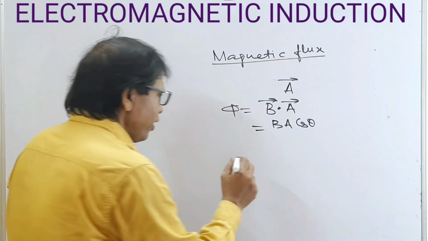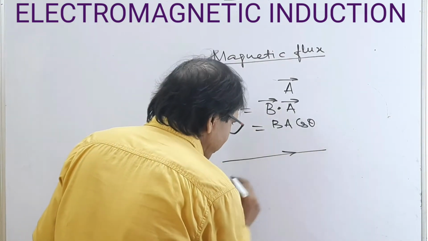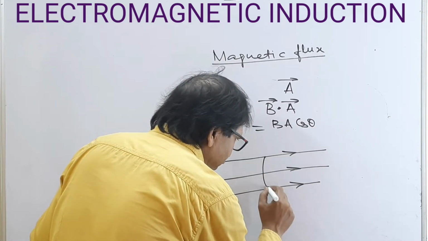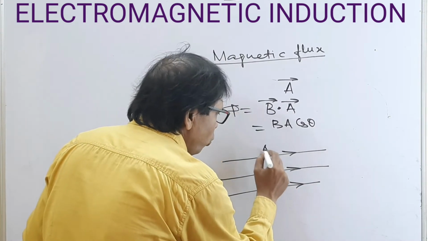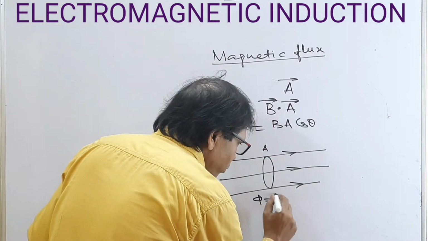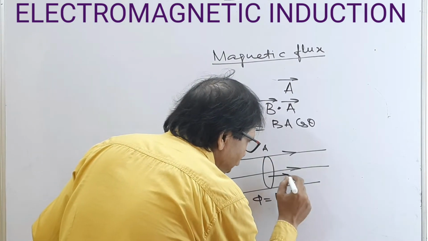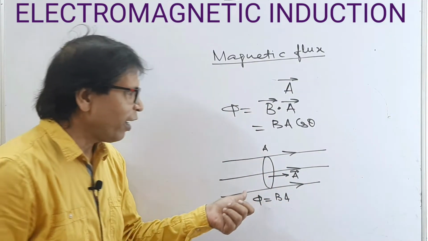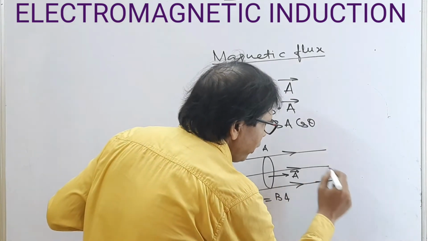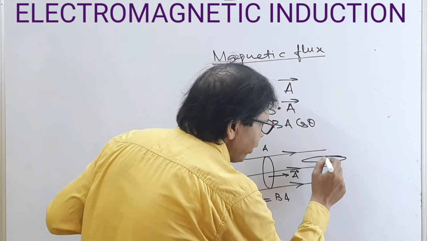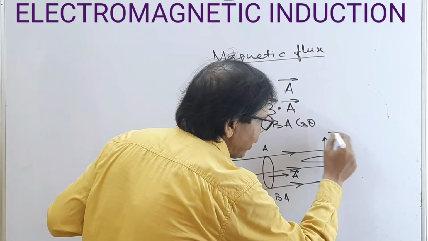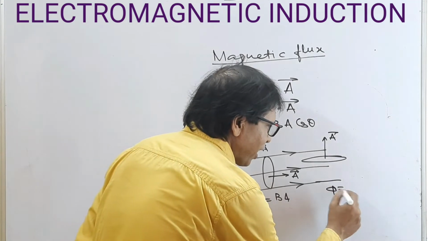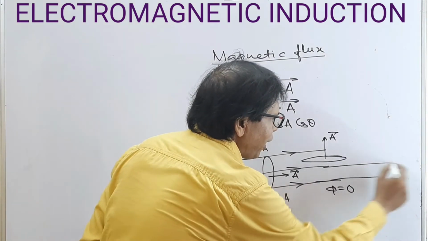So look at this. Suppose this is the B vector. Now, if the area vector A is this, so look at this. Here phi becomes B into A, because here A vector and B vector are parallel. Okay. Now look at this. If the area vector is this, here A vector and B vector are perpendicular. So here phi equal to 0.